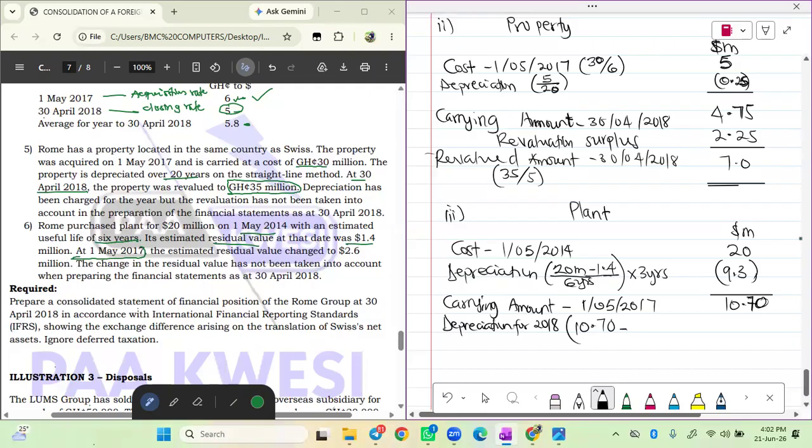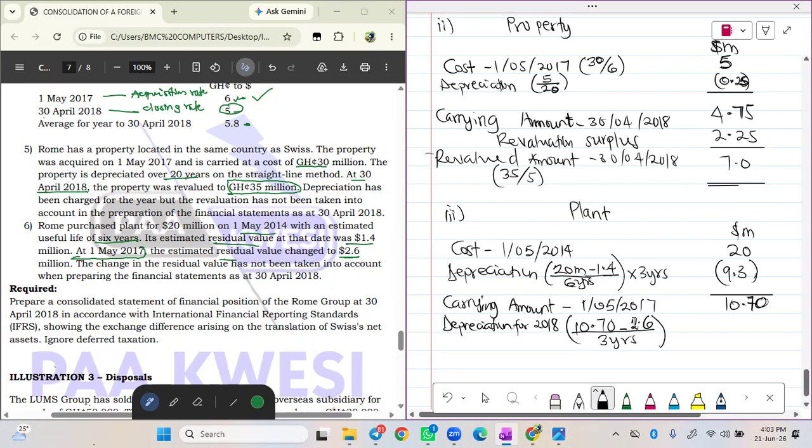So he said that the revised residual value is now 2.6 million. So minus 2.6 divided by, now the total useful life of the asset was 6 years. We've used 3 years, therefore the remaining useful life will be 3 years.